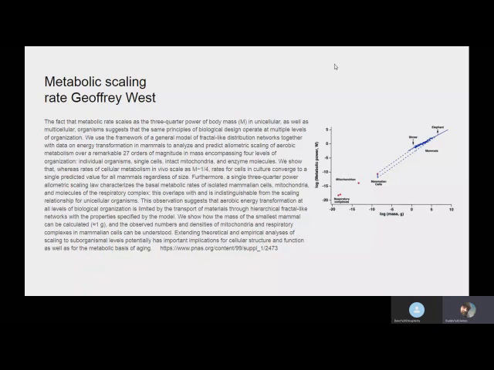We show how the mass of the smallest mammal can be calculated, and the observed numbers and densities of mitochondria and respiratory complexes in mammalian cells can be understood. Extending theoretical and empirical analysis of scaling to suborganismal levels potentially has important implications for cellular structure and function as well as for the metabolic basis of aging.